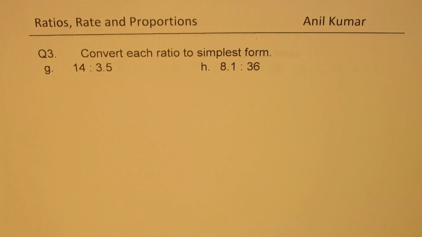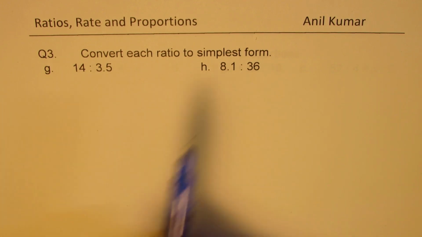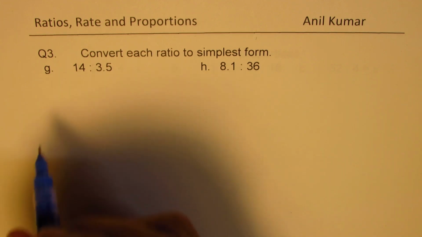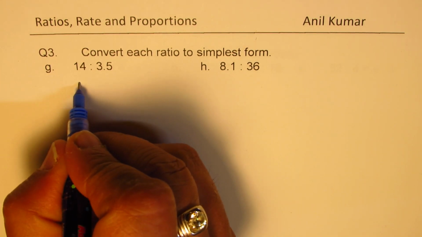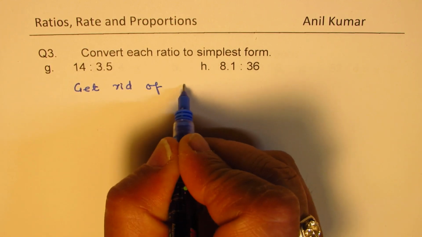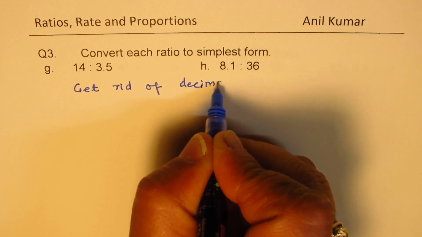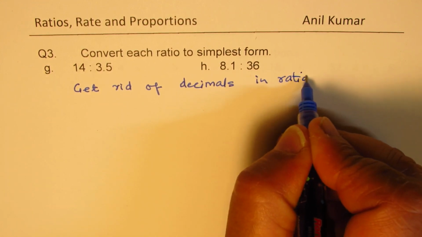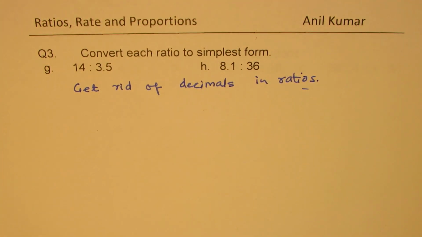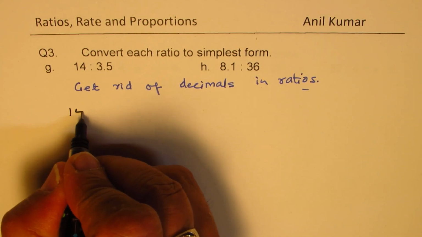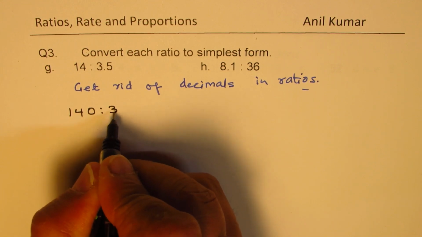Question number 3. Convert each ratio to simplest form. Here we are given 3.5. Now the idea is to get rid of decimals in ratios. So all the values should be natural numbers, okay? So what we can do is multiply by 10. So we could get this as 140 is to 35.